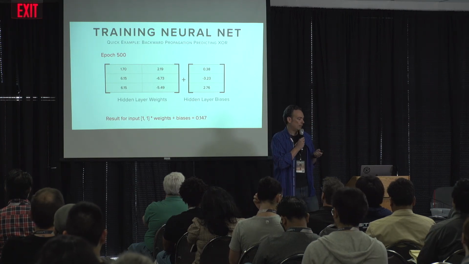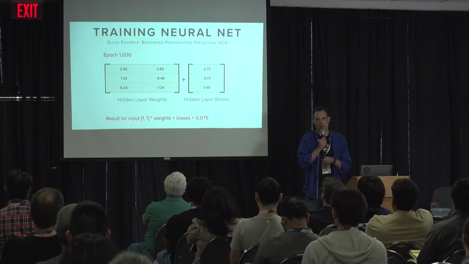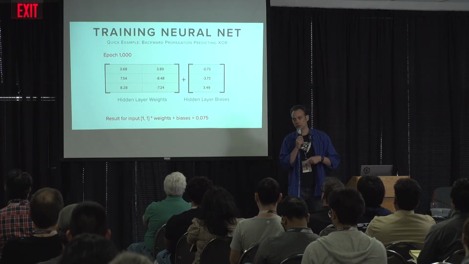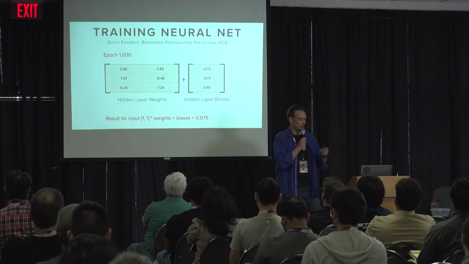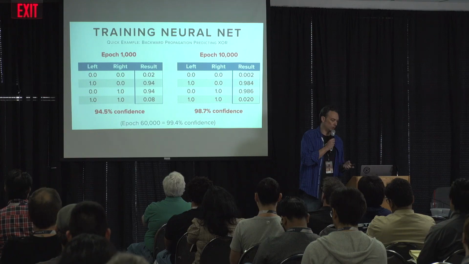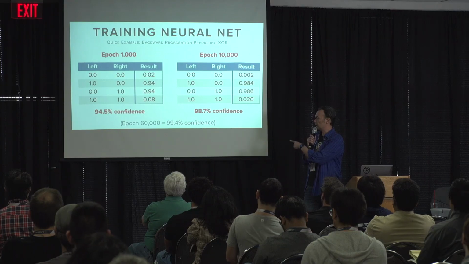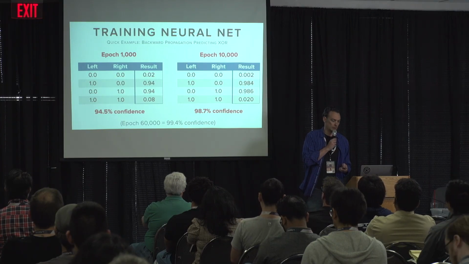And we keep going, and then I'm going to go all the way up to 1,000. After 1,000 rounds of training, we have an output that's 0.075, which is pretty close to 0. And if we go a little bit further and look at what happens at 10,000, we get up to about 98.7% confidence, and at 60,000, about 99.4% confidence.